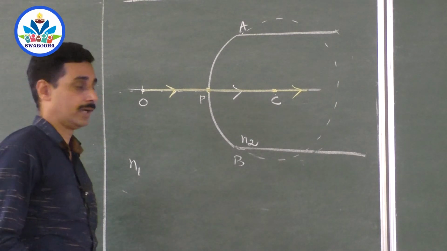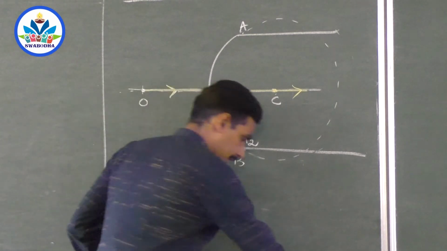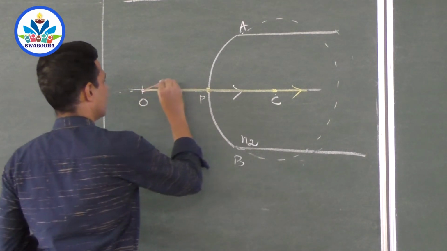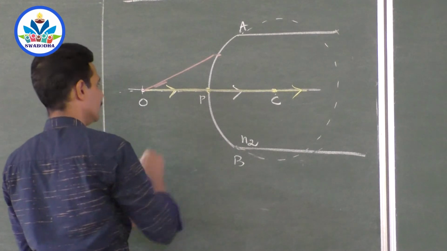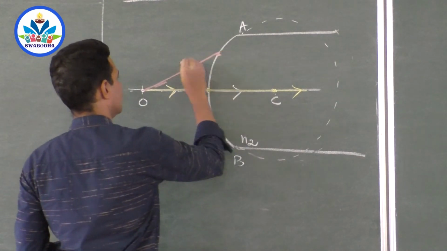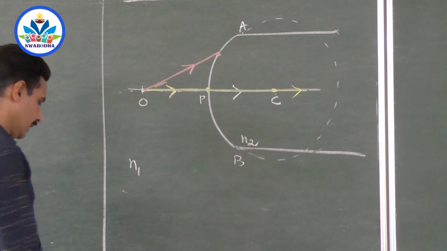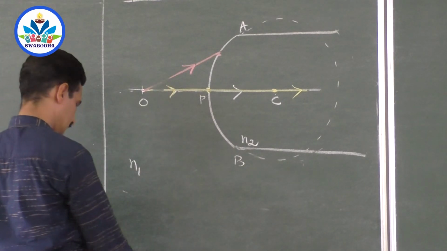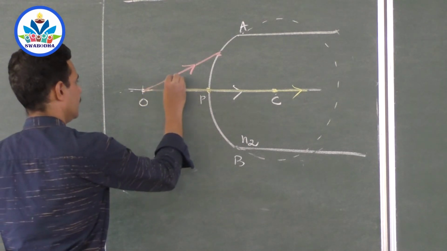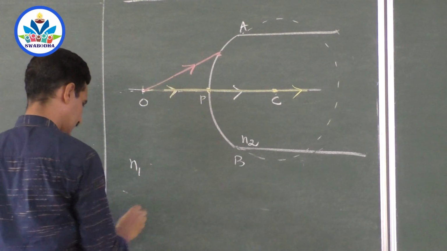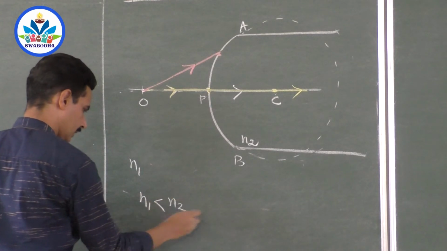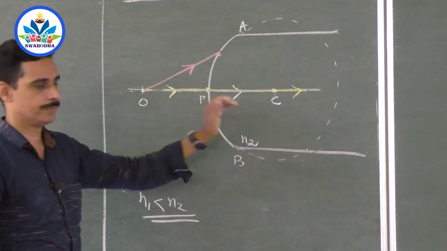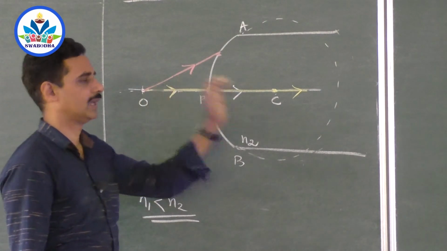Take another ray of light. I will take one more ray of light coming from the same object. Let it be incident like this at some angle. Now what should happen to this ray? Now it is moving from one medium to another, a medium of lesser refractive index to a medium of higher refractive index. Let us assume like this. Say this is air and glass. Ray is moving from rarer to denser medium.